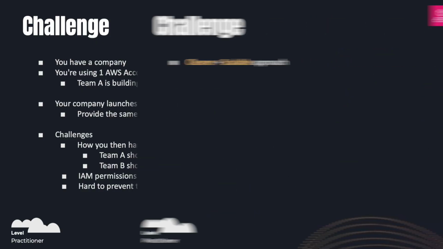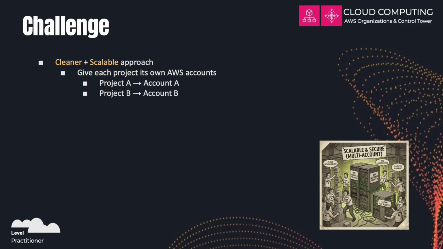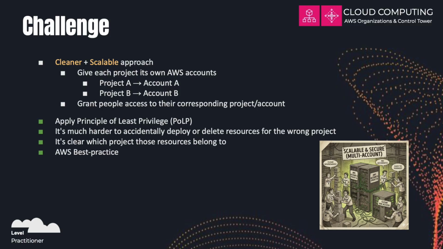A much cleaner and more scalable way is this. Give each project its own AWS account, like Project A gets account A, Project B gets account B, then you only grant people access to the specific account they should actually work in. That way, it's much harder to accidentally deploy or delete resources for the wrong project. And when you open an account, it's clear which project those resources belong to. This multiple accounts idea is considered an AWS best practice, especially as organizations grow.